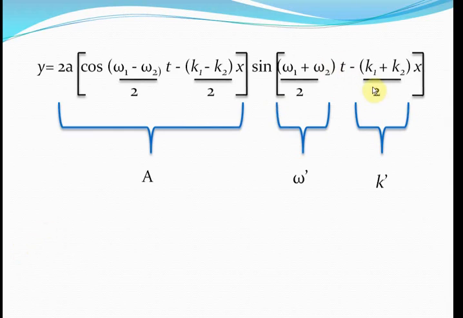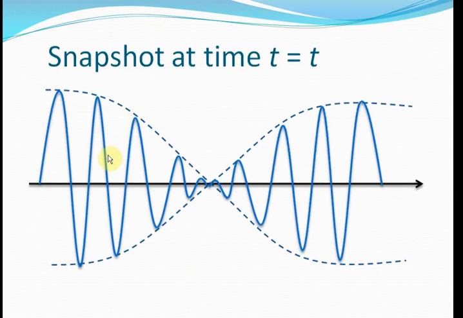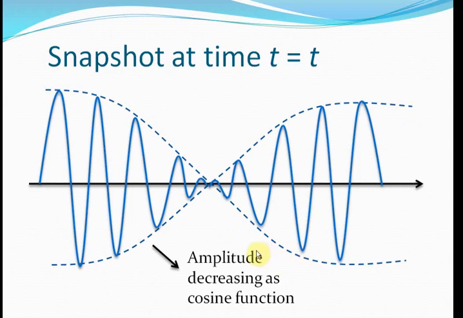So you see, this wave, as we had already studied in the previous chapter, represents a normal wave of the form A sin(omega t minus kx), where the amplitude is varying as a cosine function. If we took a snapshot of this wave, this is how it would be. As you can see, the amplitude changes as a cosine function.